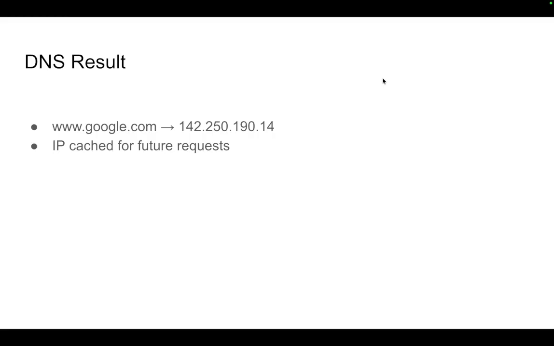For example, www.google.com is pointed to 142.250.190.114. This IP address would be cached for future requests. If other clients send the same request to the DNS server, now the answer will return from the cache. It will not follow the whole process.